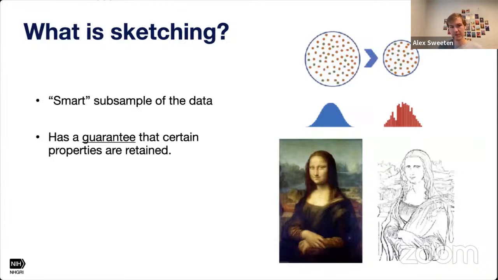So if you're unfamiliar with the idea of sketching, you can think of it as taking a smart subsample of whatever data point you're looking at. So in this example here, we have the Mona Lisa. What properties can I remove from this painting that will reduce the amount of information we have, but still make it recognizable as the Mona Lisa? That's the basic idea behind sketching, that you can take some data away from it, but it also has a guarantee that certain properties are retained here.